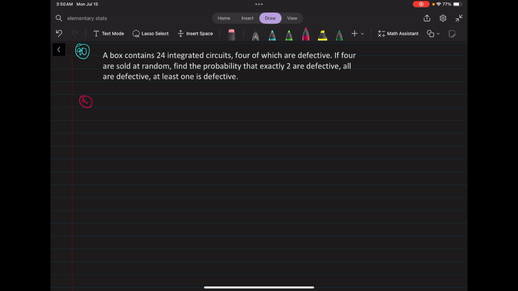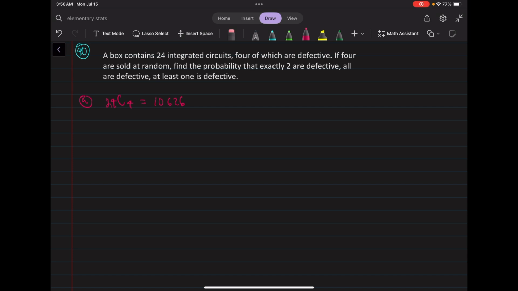As with every problem, I like to figure out the total number of ways I can select a certain amount from the total of items that there are. In this case, I need to select 4 out of 24. So that is our total: 24 combination 4, and that is equal to 10,626. We'll just leave it like this. But anyways, moving on, the question asks exactly 2 are defective.